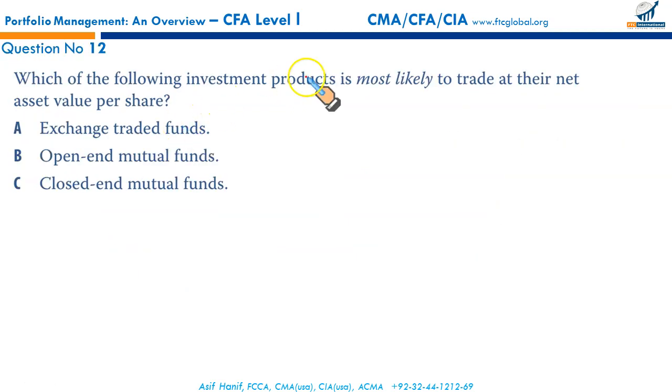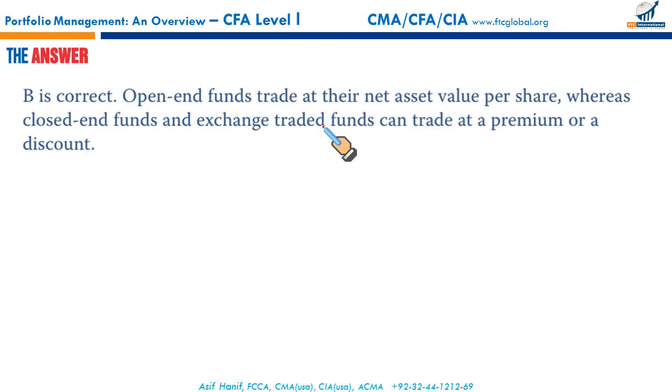Which of the following investment products is most likely to trade at its net asset value per share? Exchange traded funds? No, exchange traded funds can trade at a premium or at a discount. Open-end mutual funds? Yes, open-end funds trade at their net asset value per share, NAV. So that makes B the correct option.